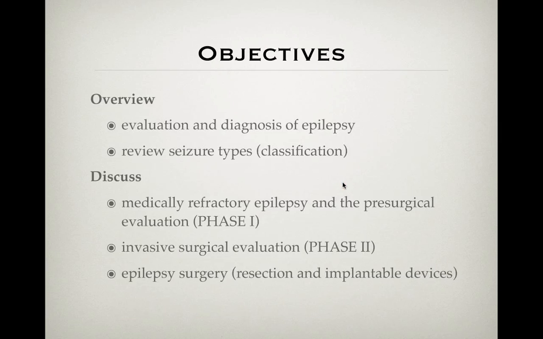So I hope that it hasn't been too complicated. I try not to use too many specific doctor terms, and just wanted to go over again the basic evaluation of the diagnosis and what is epilepsy, review different seizure types, focal or generalized, and then we reviewed phase 1 testing, all the non-invasive MRIs and CAT scans and psychological testing, etc. And then we reviewed phase 2, which is the actual implanted electrodes onto the brain. And then we talked about epilepsy surgery and implanted devices.